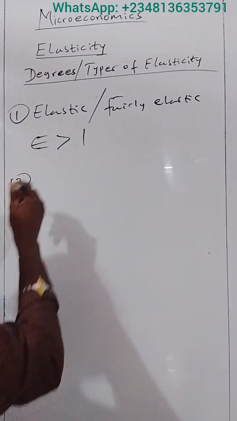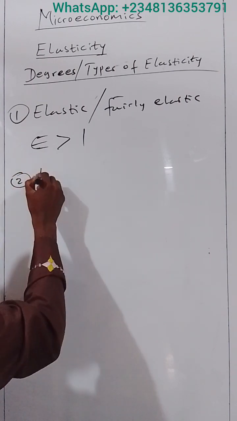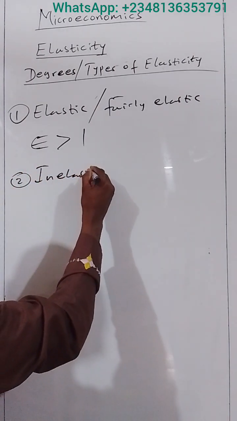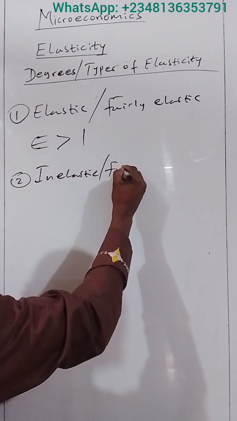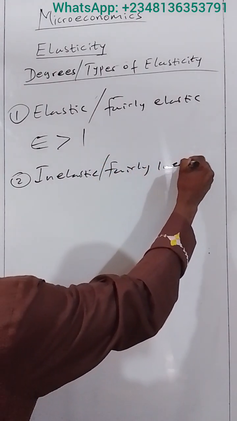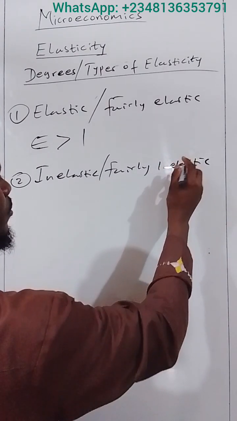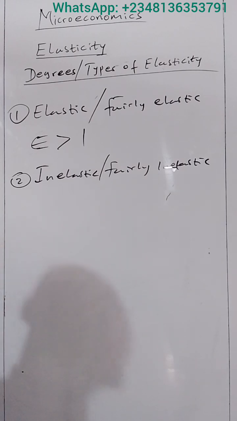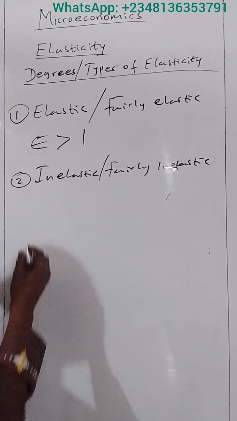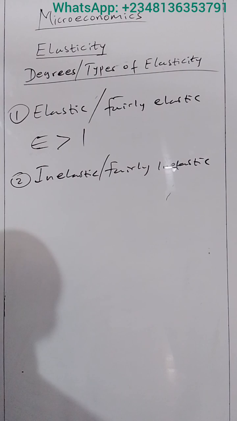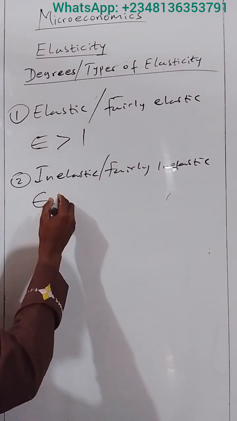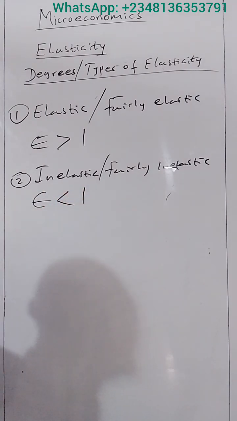2, if we have inelastic, or what is called fairly inelastic. When we have fairly inelastic, be it demand or supply, the coefficient will be less than 1. If the coefficient of elasticity is less than 1, we call it inelastic or simply fairly inelastic.